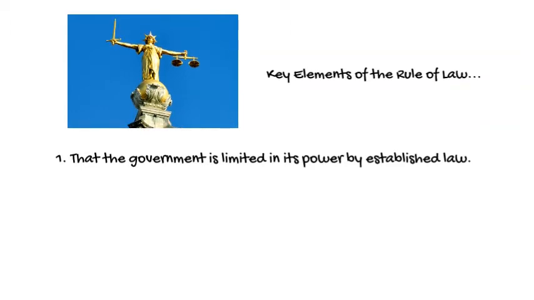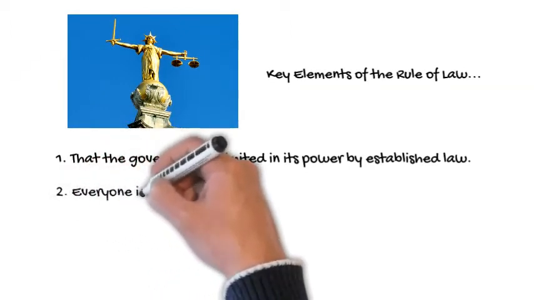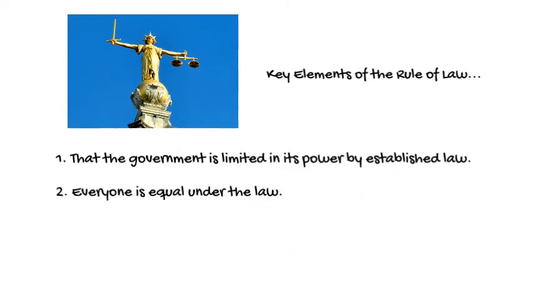Recent prominent court cases, such as Miller v Brexit, which said Parliament must assent to triggering Article 50, and Miller v Prime Minister, which reversed Boris Johnson's prorogation of Parliament, are examples of this. Number two, everyone is equal under the law.